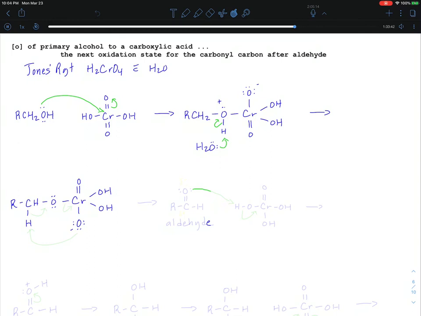Okay, so now what are we going to do? We're going to take that hydrogen off. Now that's that carbon that was on the primary alcohol. That is, the hydrogen on that carbon doesn't exist on the tertiary alcohol. So again, another reason why you're not going to be oxidizing the tertiary alcohol.